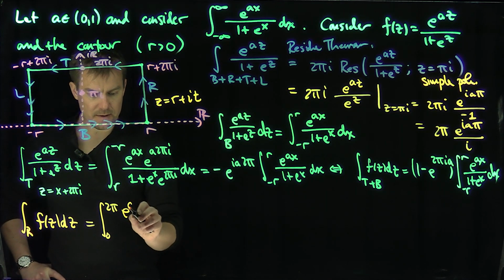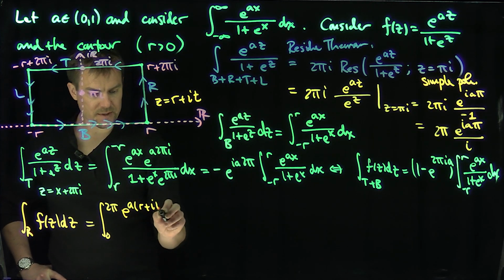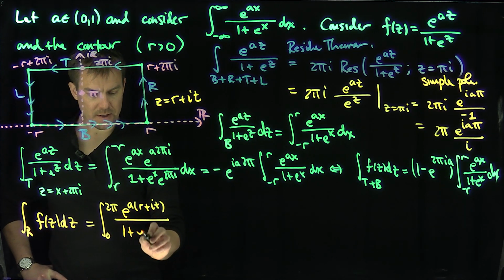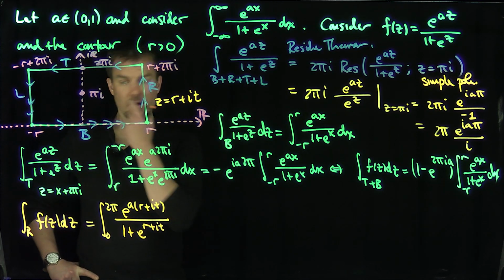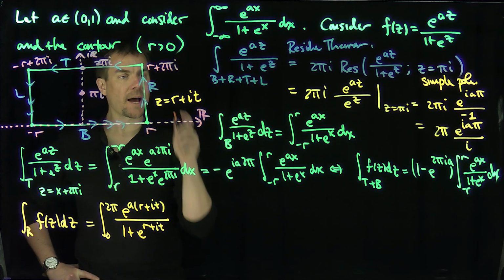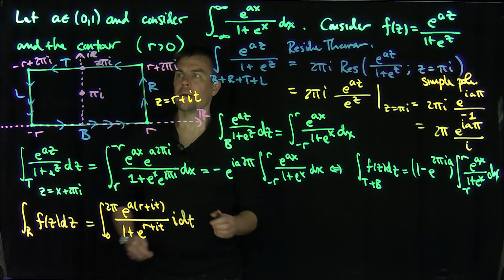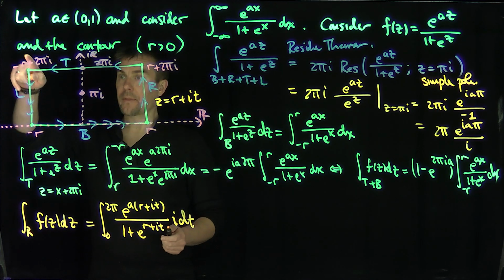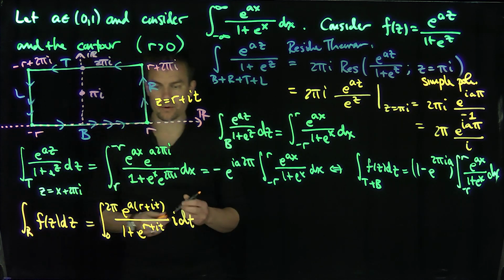Of e to the a, and then now I have an r plus it, over what? Over 1 plus e to the r plus it. And then what's my differential over here? My differential is going to be just i dt. So i dt. Okay? And now what's the only other difference over here? The only other difference is that on the left part, instead of positive r, we're going to have a negative r over here. Great. Okay?